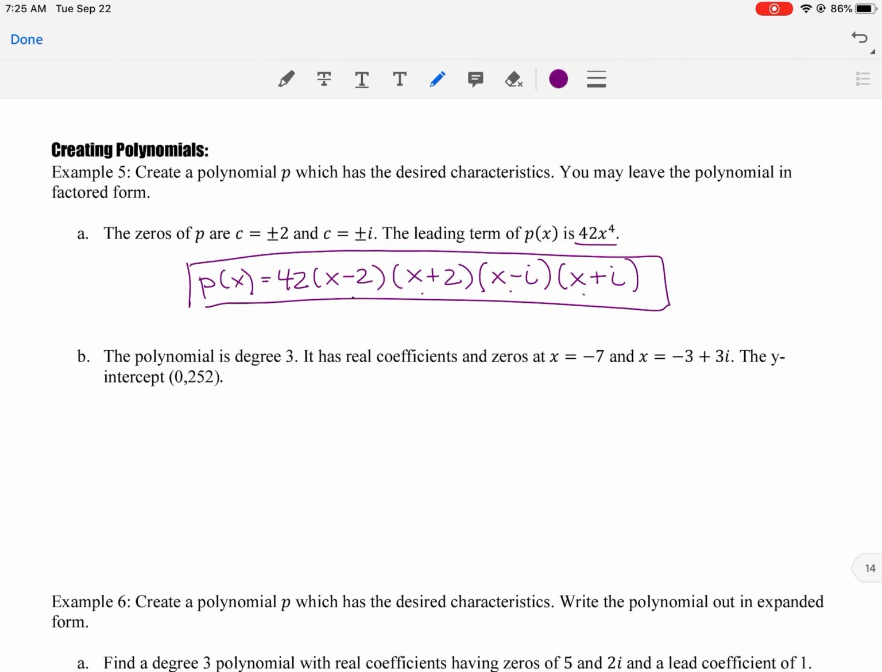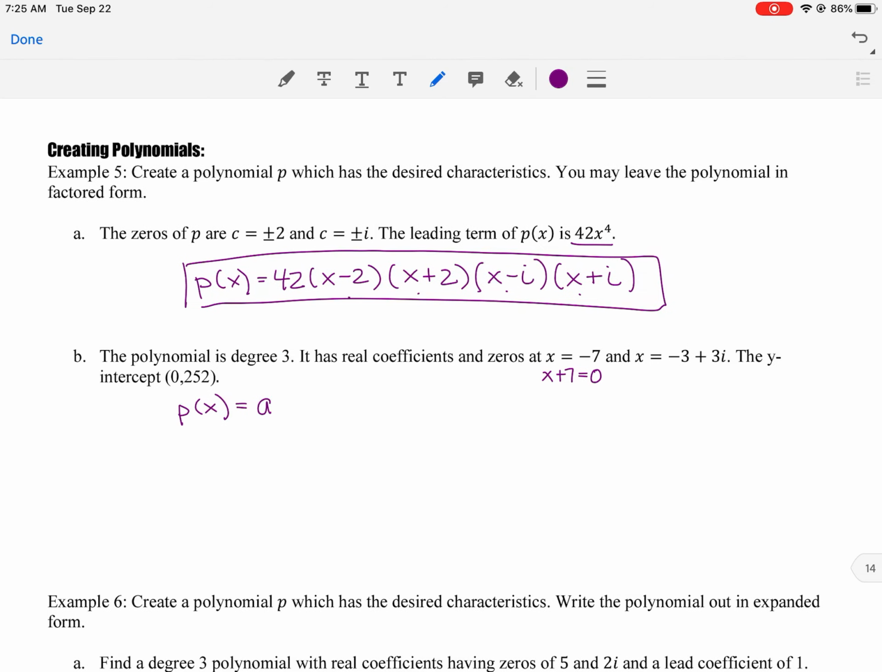Okay. On this next one, it says a polynomial degree 3. It has real coefficients and 0 at x equals negative 7. If it's helpful for you, I'd maybe write that, like move it to the other side, so x plus 7 equals 0. So remember that x plus 7 is going to be what's in our polynomial. So p of x, we don't know it in here. They didn't give us the leading term, but we're going to have x plus 7.